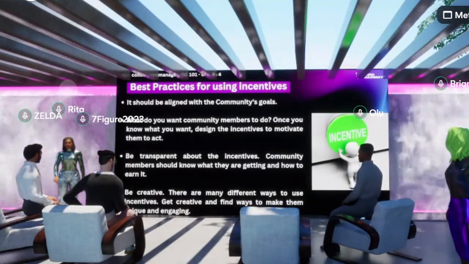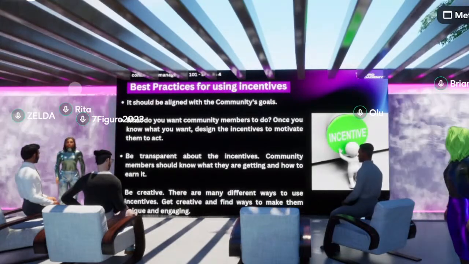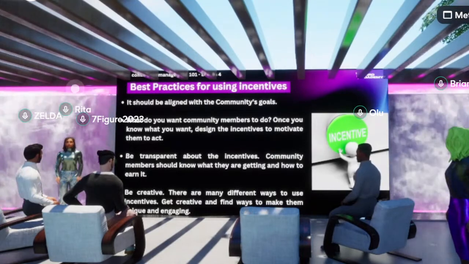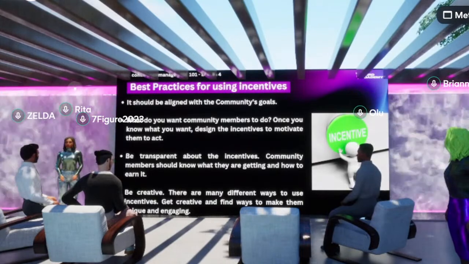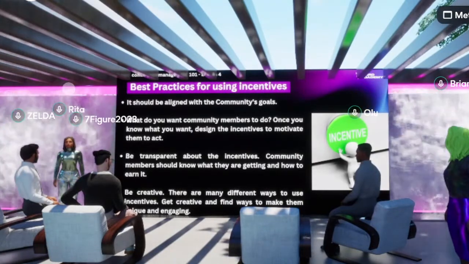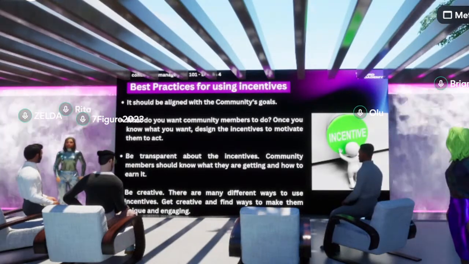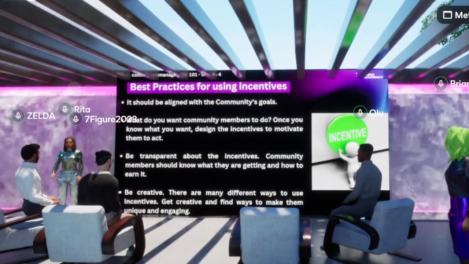They tell you how you can earn it. Write a thread about this protocol, use this hashtag, tag this protocol, submit it. They tell you what to do and how you can earn it, right? So if you're using incentives, intrinsic or extrinsic, make sure that you're transparent, and also be creative.